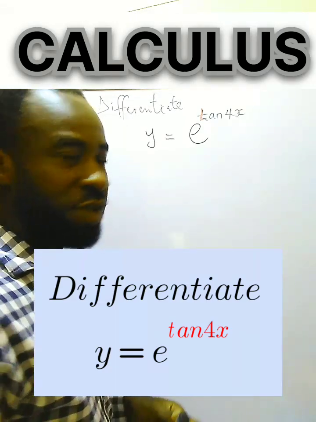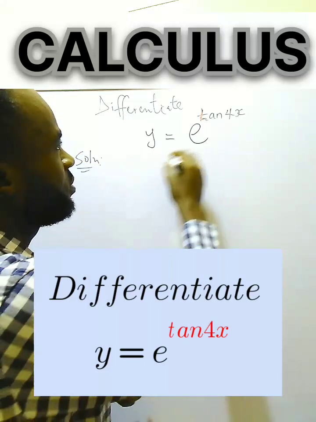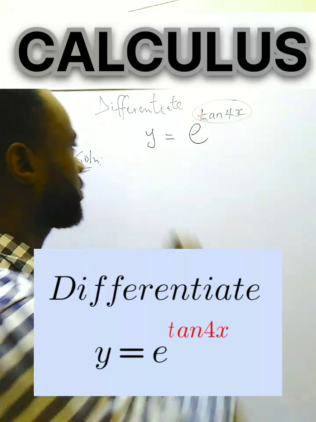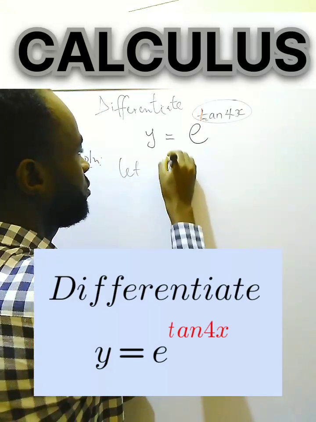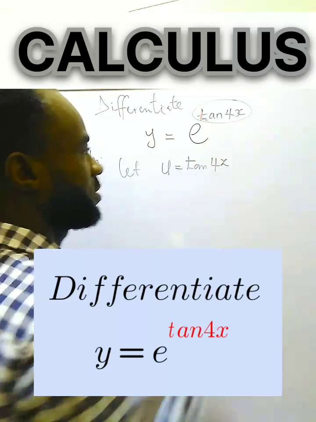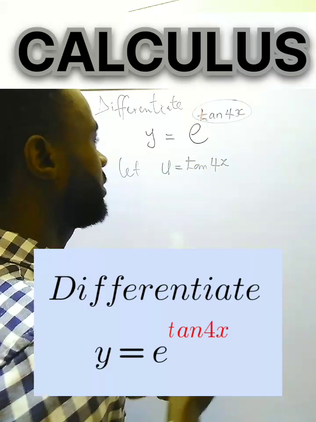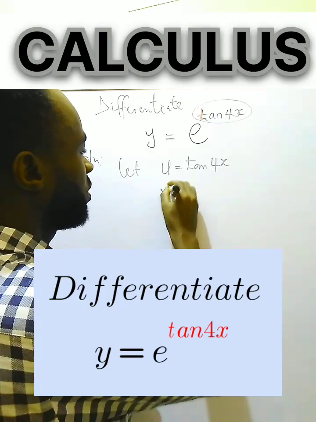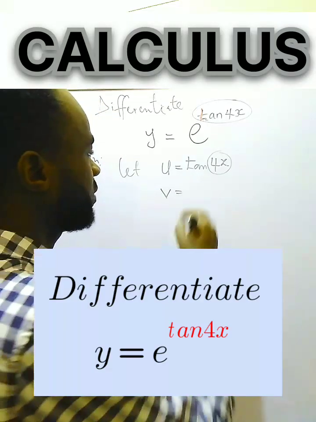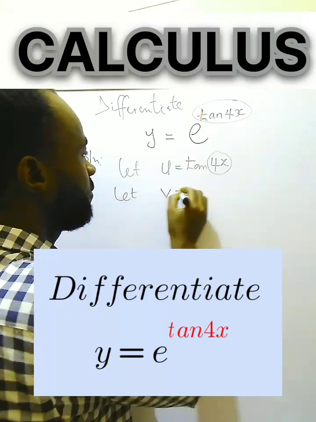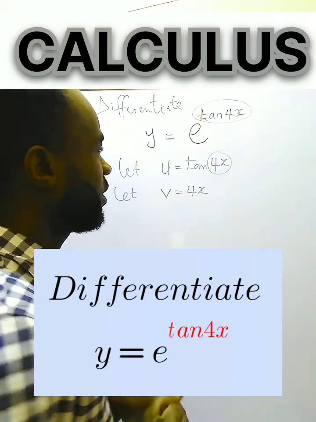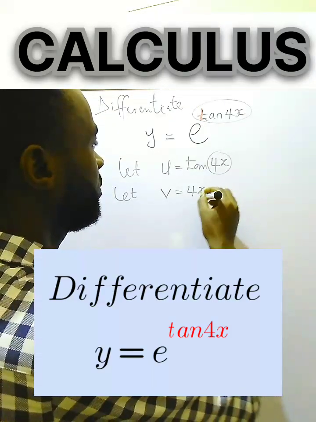Now, the first thing I'm going to do here is give a variable to this power, okay? So I'm going to say let u be equal to tan 4x, and I'm also going to give a variable to this 4x because this is a function inside a function. So I'm going to say let v be equal to 4x. Can you see that? Okay, so let's go.